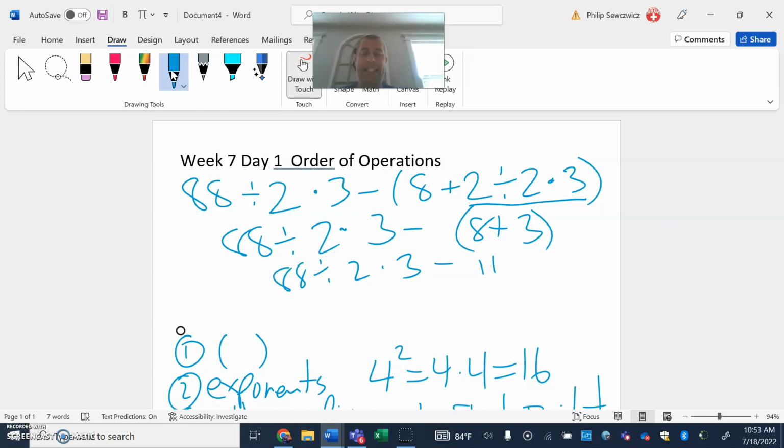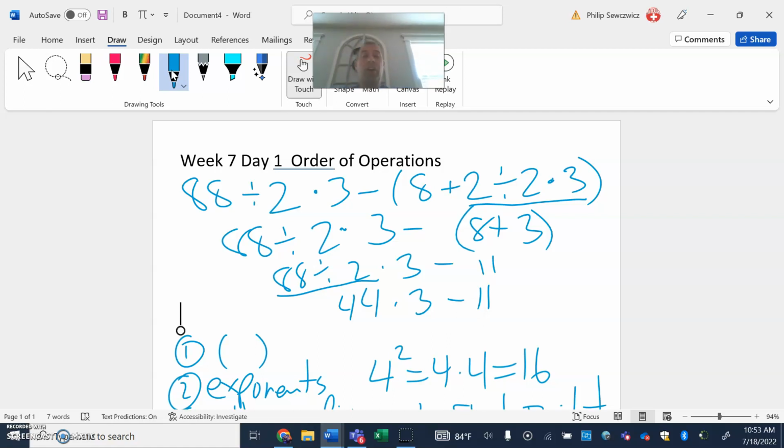So now I see division, multiplication, and subtraction. Multiplication, division are highest in the chart, but we go from left to right. Remember, dividing by 2 is just cutting something in half. So half of 88, 44, yes. We got 44 times 3 minus 11. All right, so now I'm stuck with the multiplication that's there.